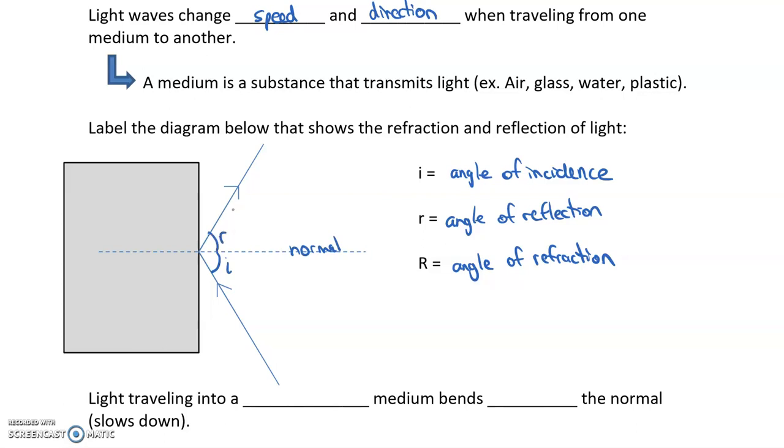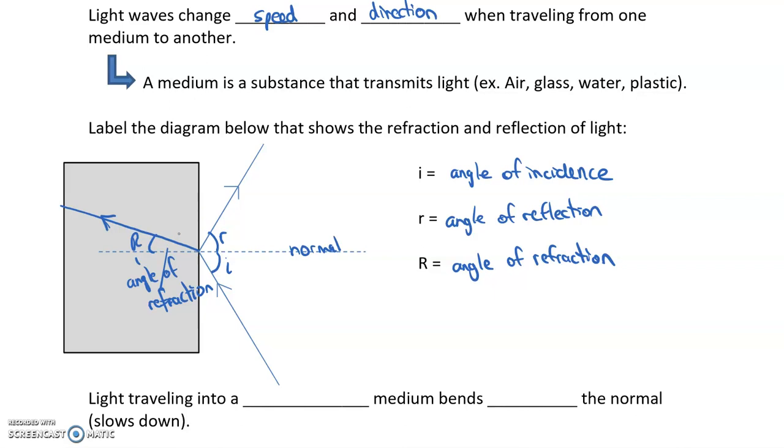Angle of reflection. But then some of that light, as we saw when it entered from the air to the acrylic block, is going to bend like this. And this angle right here is known as the angle of refraction. Some of the light is going to refract. It's going to bend into the surface. Some of it is going to reflect off of the surface. And so we have these two different angles.